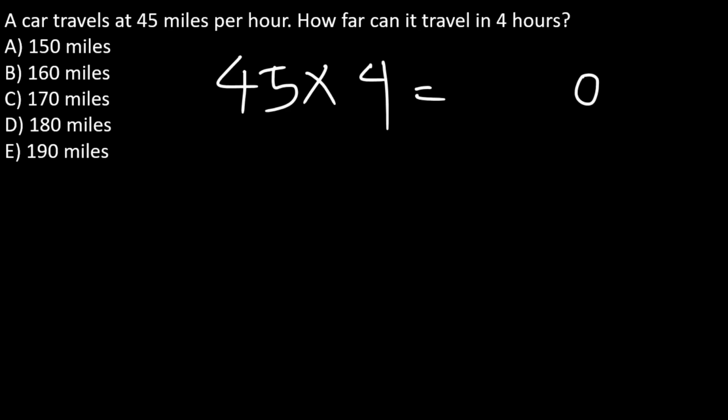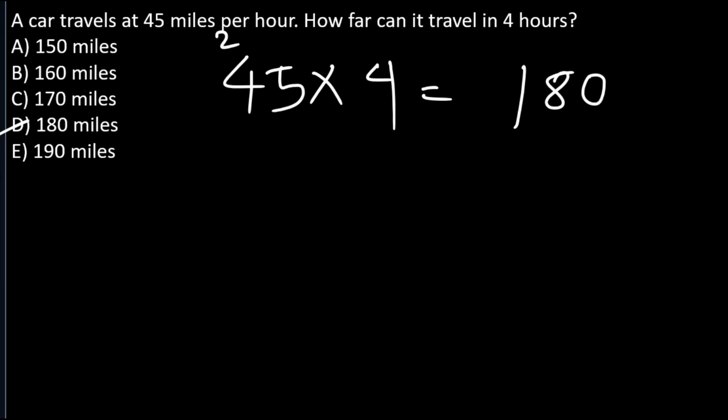Now come to another problem. A car travels at 45 miles per hour. How far can it travel in 4 hours? So 45 times 4 equals 180 miles. So 180 miles will be the answer.